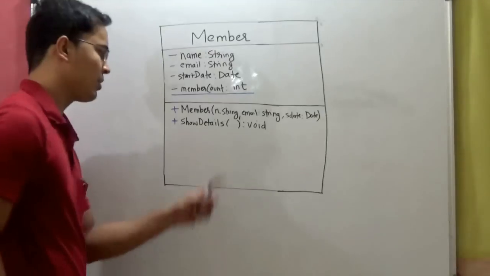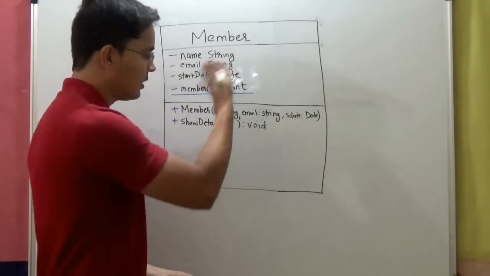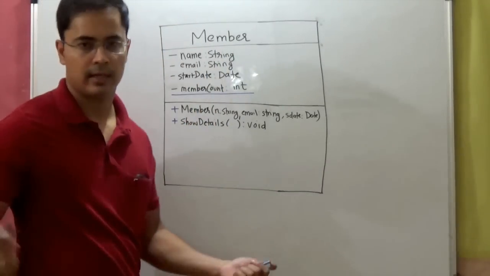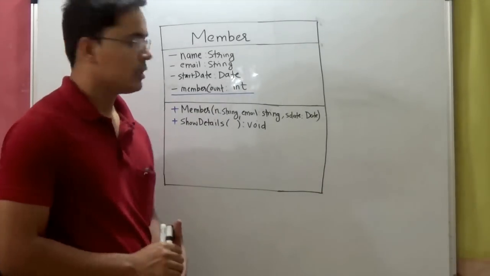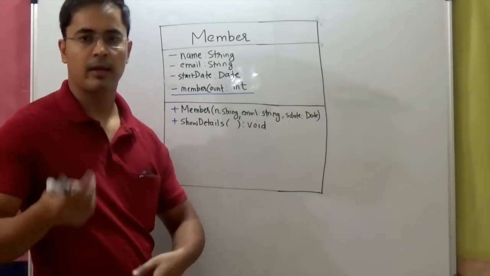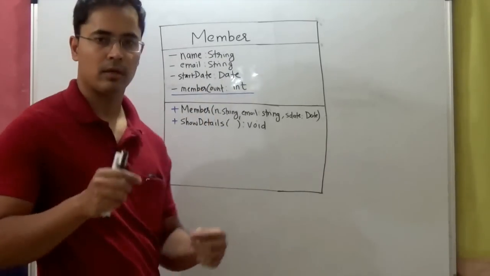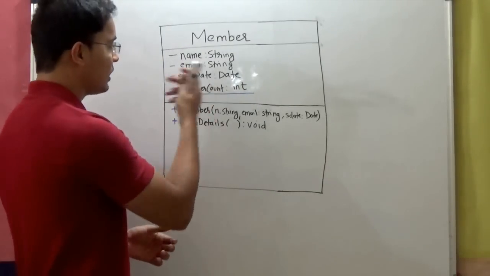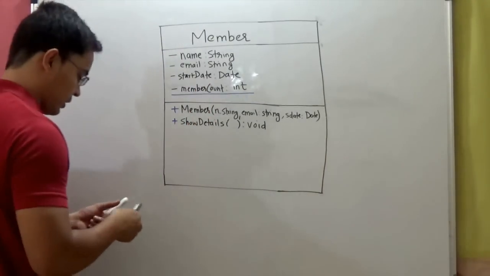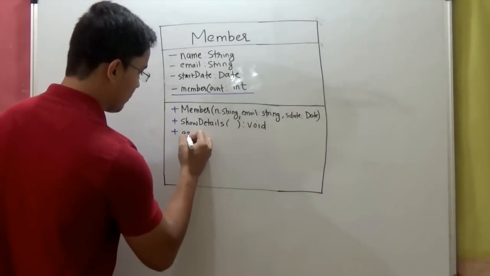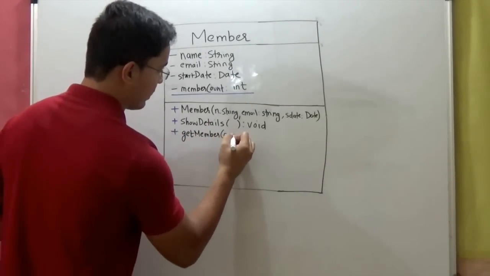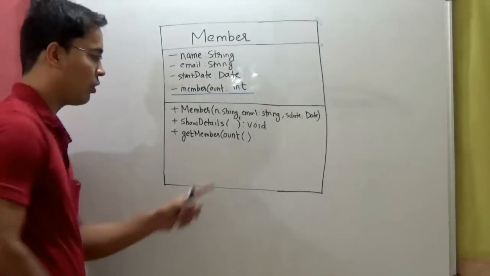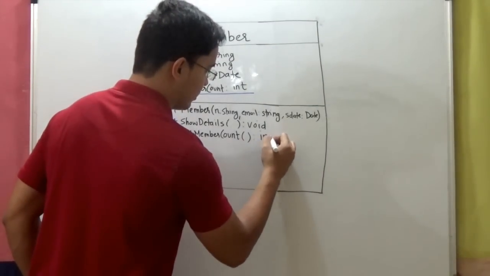So I'll say void, because this is just going to print the details of the members such as name, email, start date, etc. We have this member count, so member count will increase every time we create a new object. We'll write that member count increase code in our constructor, but we need a function which will be able to display the current count. So we'll write a public get member count function. This method will return the count of total member objects that have been created till now. It will not require any parameters and it will return an integer.